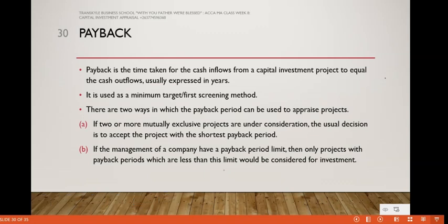Then, if management of a company has a payback period limit, then only projects with payback periods which are less than this limit would be considered for investment. In this case, even if the project can be undertaken at once, we can only undertake those projects which are going to give us a payback period which is less than our target payback limit. Okay, that is the deal.